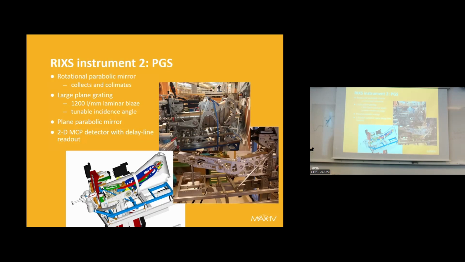But then we have an instrument that has a huge collection angle. It has a parabola close that collects the light, which means it has some 5,000 nanoradian square or radian square. So it has potential, but doing RIXS at low energies is tricky. So we need academic partners to try to develop that with good science cases.